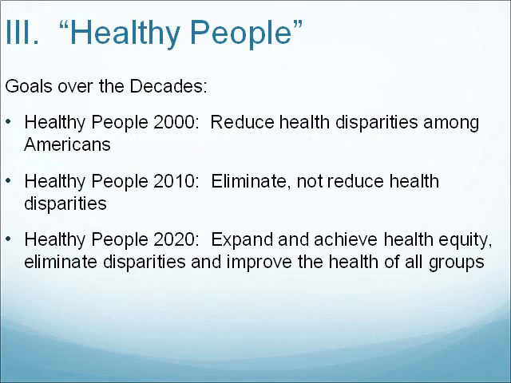And lastly, Healthy People goals over the decades. Some of their goals, beginning back in 2000, were to reduce health disparities among Americans. In 2010, they changed it to eliminate, not reduce health disparities. And in 2020, they are hoping to expand and achieve health equity, eliminate disparities, and improve the health of all groups.